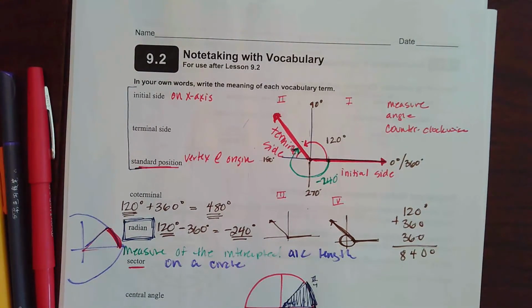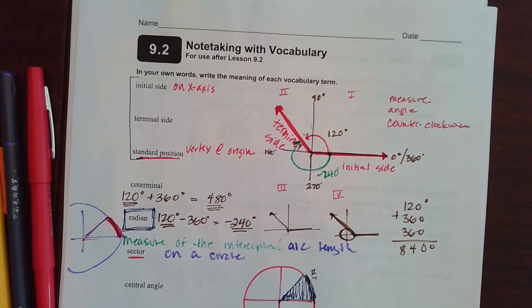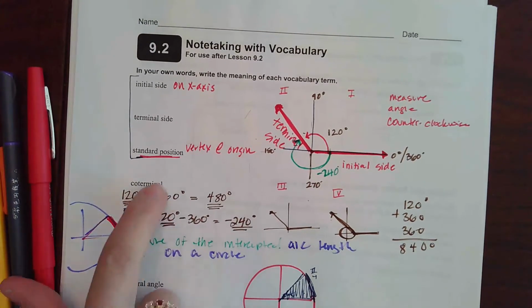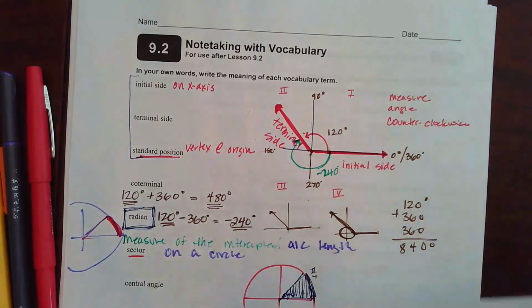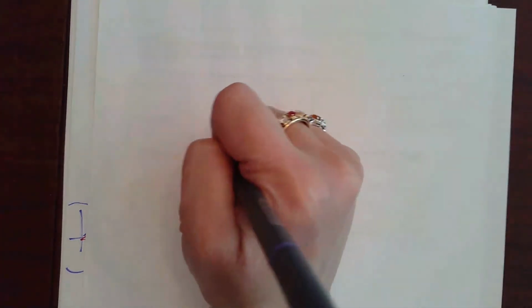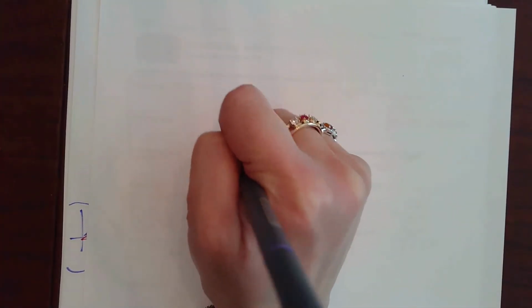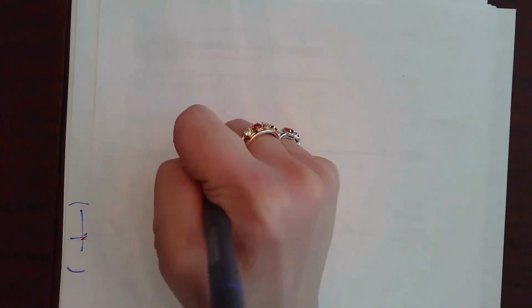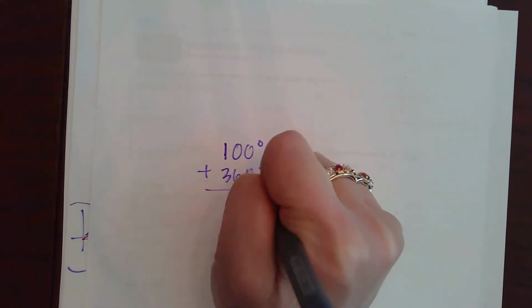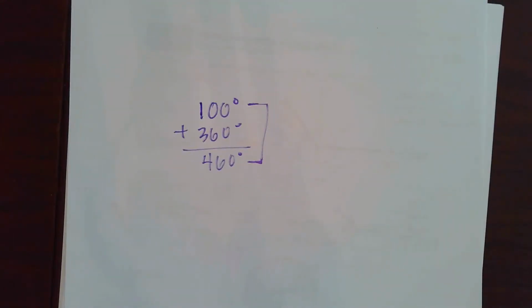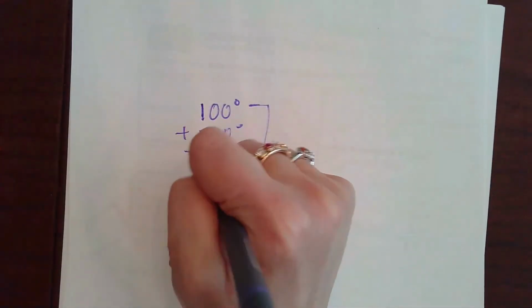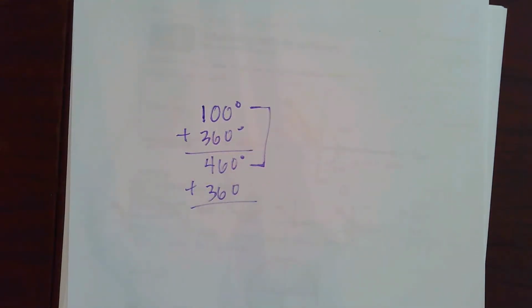All right, so before we get too far, I wanted to go back to this idea of coterminal angles. We talked about coterminal angles being, you take an angle. So here's an example. If I took a 100-degree angle and I added 360 degrees, then I know 100 and 460 are coterminal. And I could keep adding 360 degrees to get more and more coterminal angles.